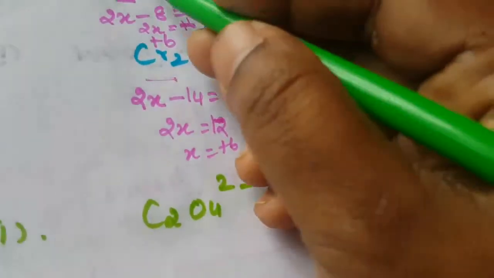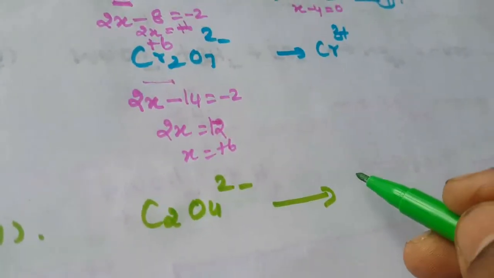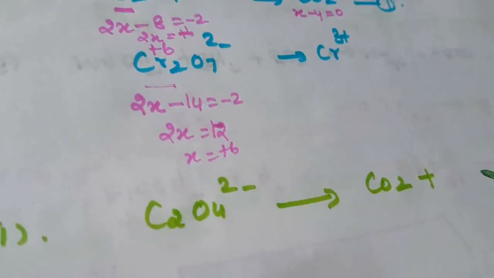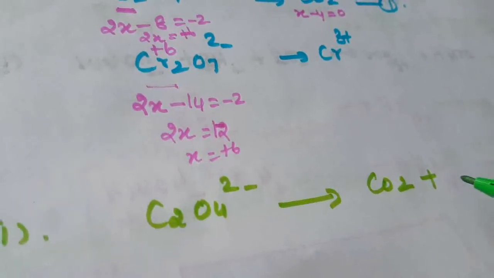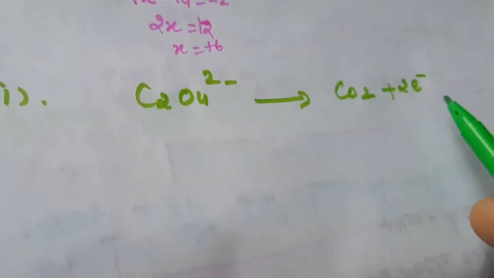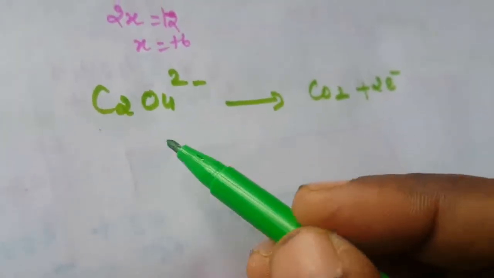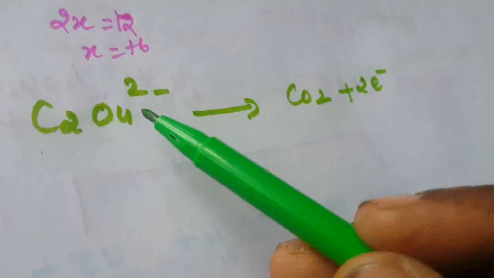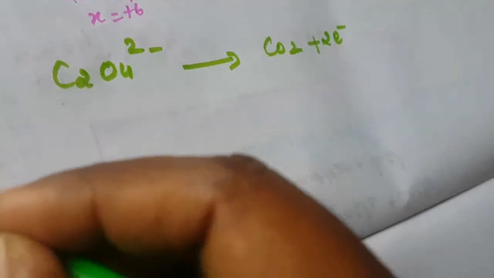So here plus 3 is reduced to plus... CO2 plus 2 electrons. Okay, so then 2 carbon is there, so 1 carbon means 1 electron, 2 carbon means 2 electrons, right? So you are balancing the two sides, here 2 minus, here 2 minus. Here only 1 electron is removed, the charge is 2 minus, so here also 2 minus.